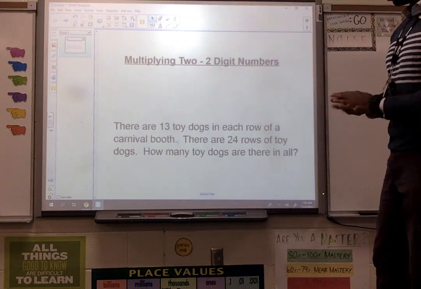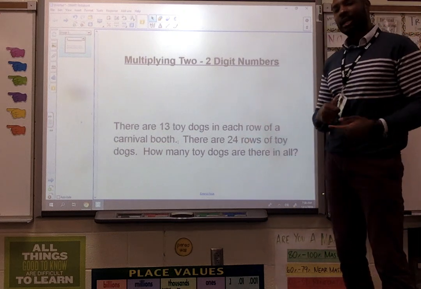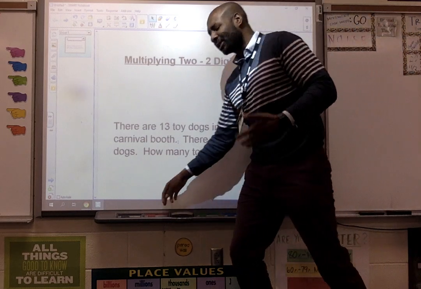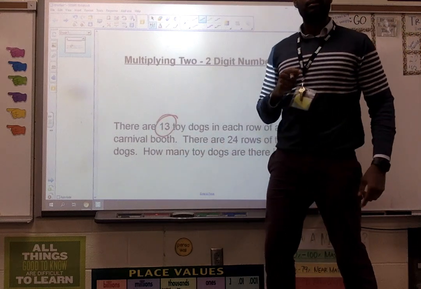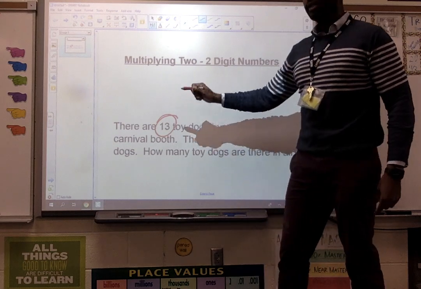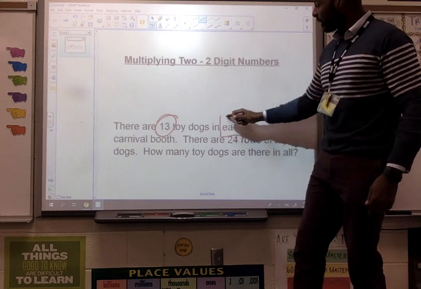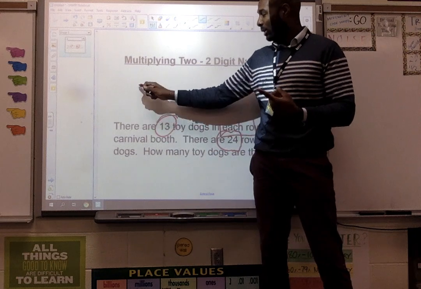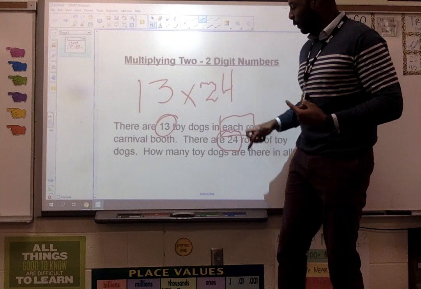There are 13 toy dogs in each row of a carnival booth. There are 24 rows of toy dogs. How many toy dogs are there in all? Now, I know if you guys are already seeing this in your head, you're probably already annotating. There are 13 toy dogs. So we should have already circled in our head 13 toy dogs, and you probably saw the number each as well as another number, 24, meaning that we're going to be multiplying 13 times 24.